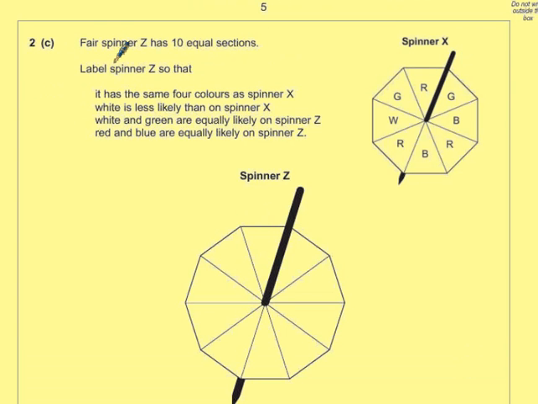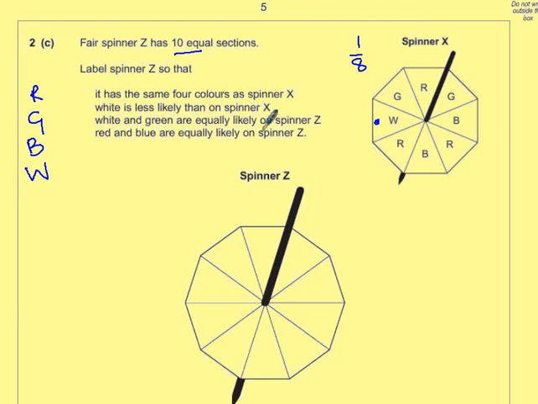2 part C, fair spinner Z has 10 equal sections. Label spinner Z so that it has the same 4 colours as spinner X, so they're going to be red, green, blue and white. White is less likely than on spinner X. Well, on spinner X, white was 1 out of 8. We've got 1 section here.